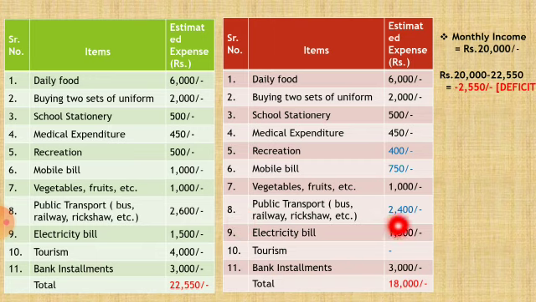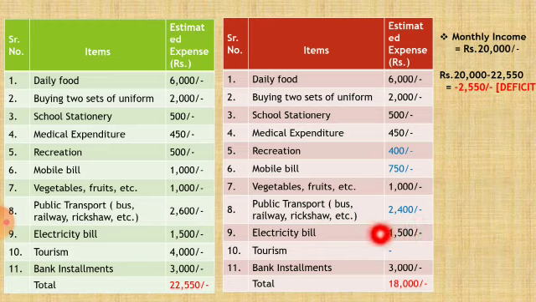So I have deducted 200 rupees. Probably I will avoid traveling by rickshaw, but I will always use bus and railway. So 200 rupees I have reduced here. Electricity bill, which is 1500 rupees.